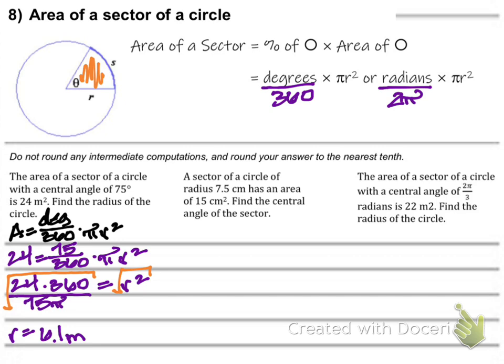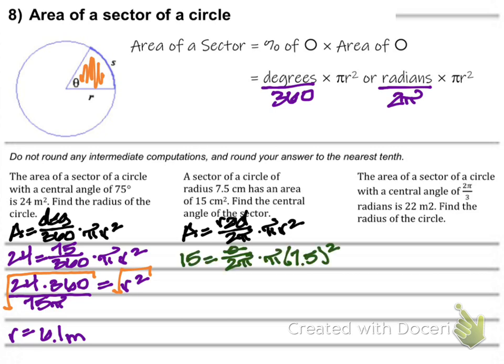Okay. On the next one, they give me the radius and the area, and they want me to find the central angle. So for this one, I'm going to use the formula with radians, and here's why. Once we plug in all of our information, look at what happens. Those pi's cancel out. So you could have used degrees. There's a chance, I guess, that a teacher might specify, so just pay attention to what the instructions are.